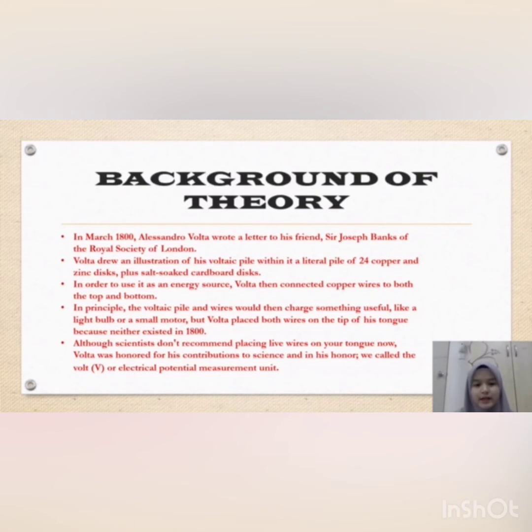Volta drew an illustration of his voltaic pile, within it a literal pile of 24 copper and zinc discs plus salt-soaked cardboard discs. In order to use it as an energy source, Volta then connected copper wire to both the top and bottom. In principle, the voltaic pile and wires would then charge something useful, like a light bulb or a small motor, but Volta placed both wires on the tip of his tongue.